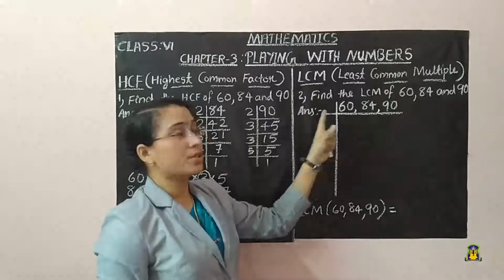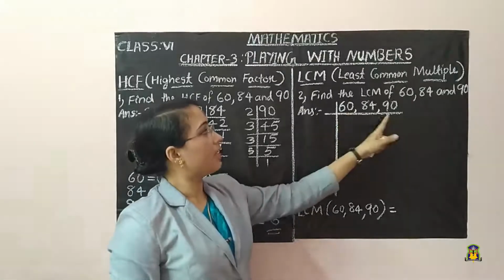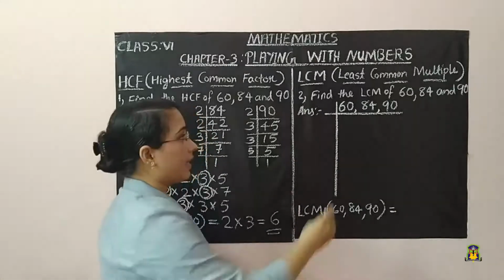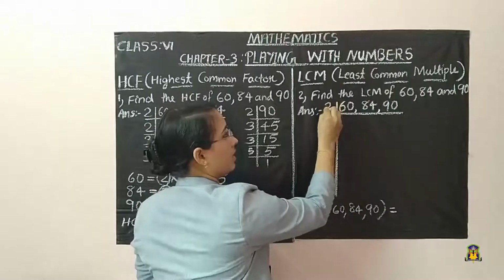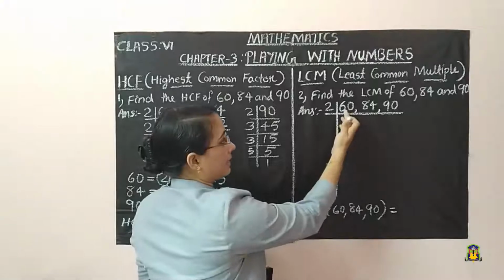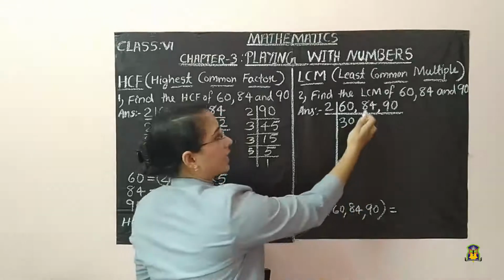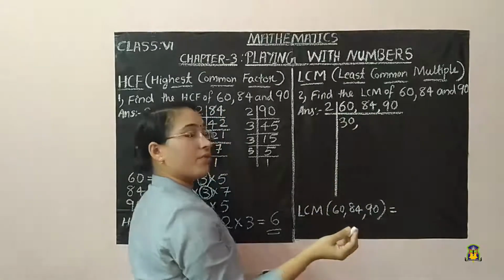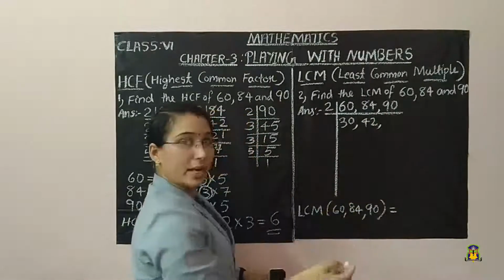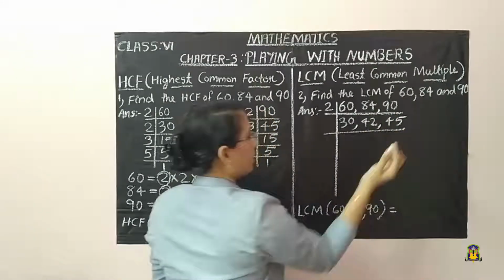If 2 is not possible for any of the 3 numbers, then we take 3. If 2 is possible for any one of the given numbers, first we write 2. Here 2 is possible for all the numbers, so we divide all the numbers by 2. First, 60 divided by 2 gives 30. Then 84 divided by 2 gives 42. Then 90 divided by 2 gives 45. Then draw the line again.